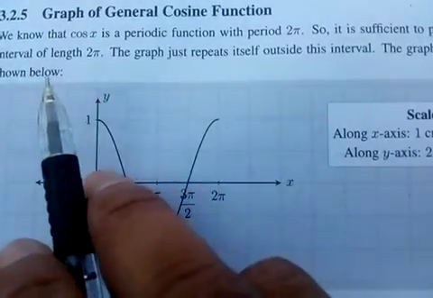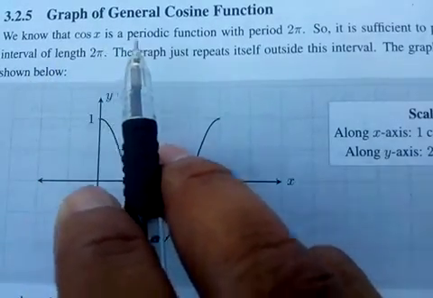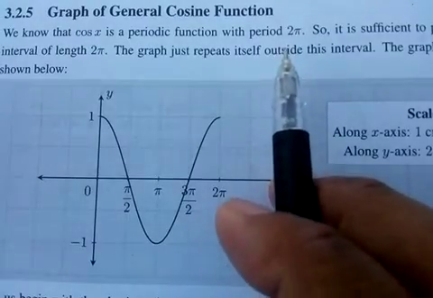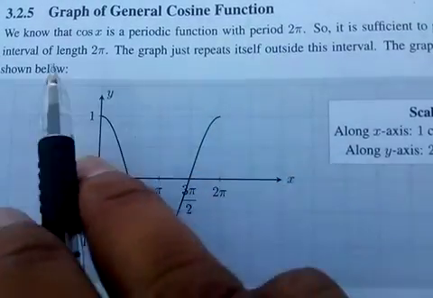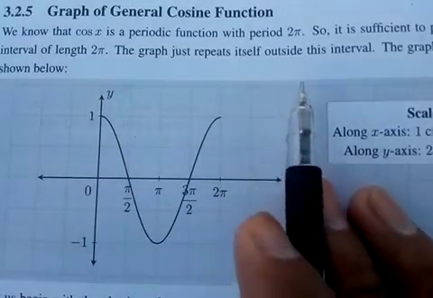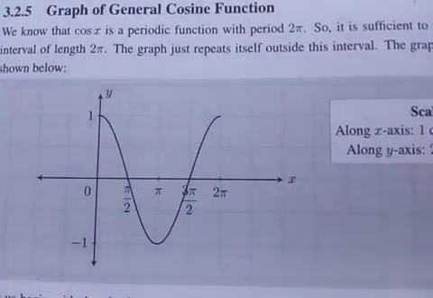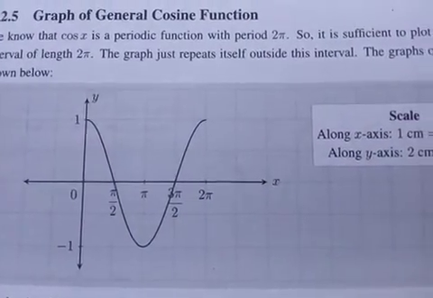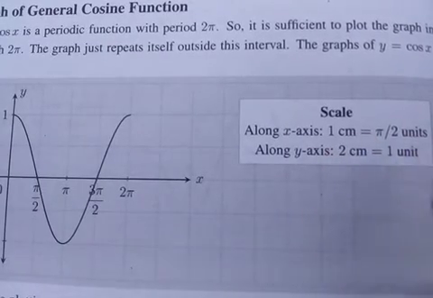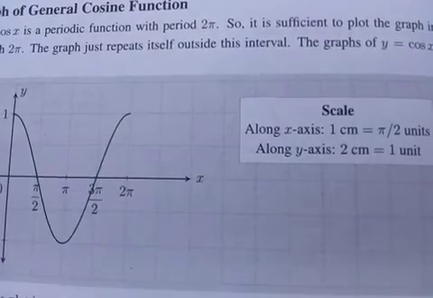Graph of the cos function. We know that cos x is a periodic function with period 2 pi. So it is sufficient to plot the graph in any interval of length 2 pi. The graph just repeats itself outside the interval. The graph of y equal to cos x is as shown below. First of all, we make a scale along the x-axis. 1 centimeter equals pi by 2 units. Along the y-axis, 2 centimeters equal 1 unit.